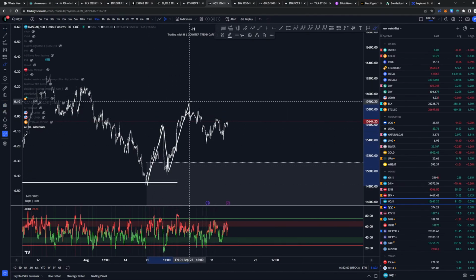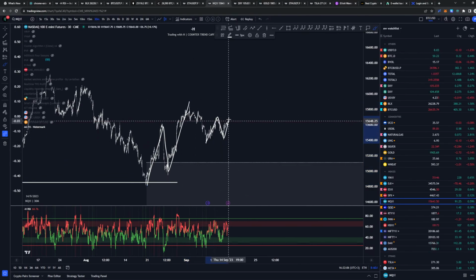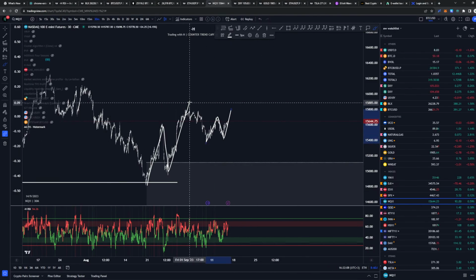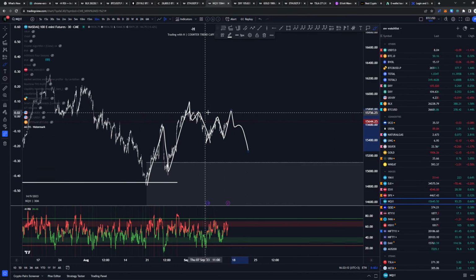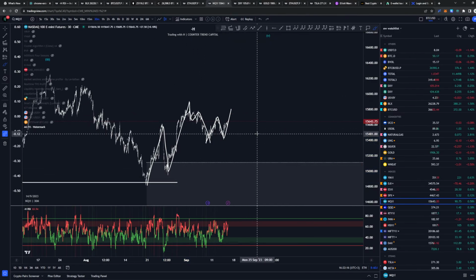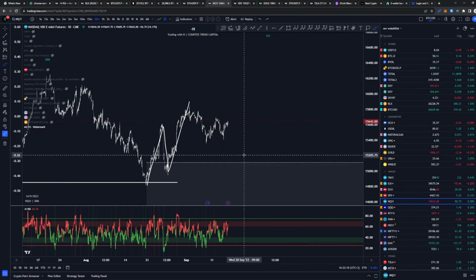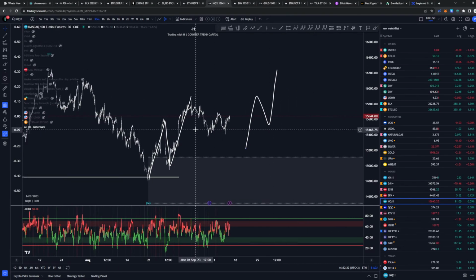We have a 3-wave here, which is, in my opinion, larger degree than these previous ones. So I think what fits best is something like this here, potentially here, and then another 3-wave here. So then this structure over here would be similar size to this, and then we could be creating another structure like this to the upside, right?